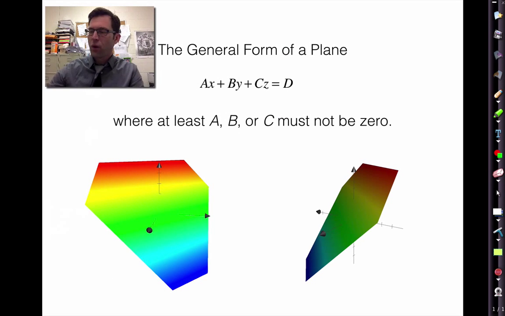Generally speaking, the form of a plane in three-dimensional space looks like this: Ax + By + Cz = D, where at least A, B, or C must not be equal to 0.